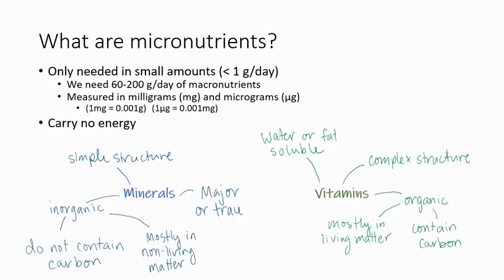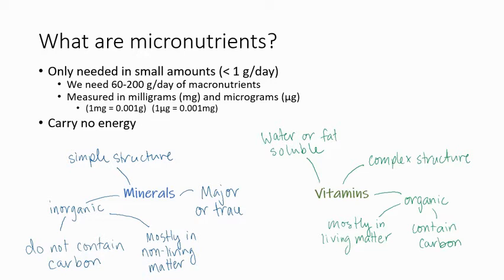We'll take a look at overnutrition and undernutrition in some upcoming lessons, but today I want to really focus on micronutrients, which can lead to malnutrition. So these we only need in very, very small amounts, less than 1 gram per day. And to give you an idea of what that means, for macronutrients, our carbohydrates, proteins, and fats, we actually need 60 to 200 grams per day. So the amount of micronutrients we need is much, much, much smaller.